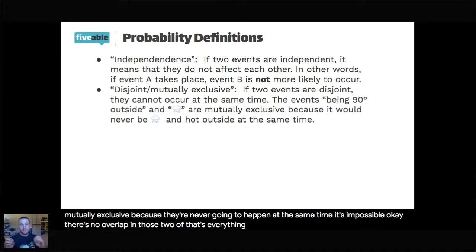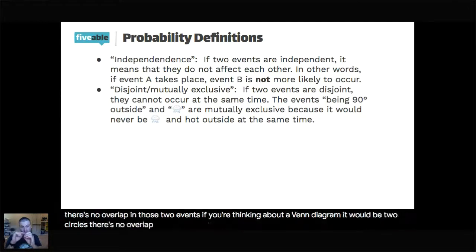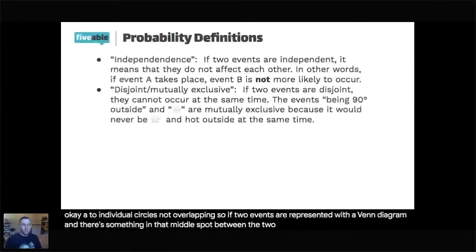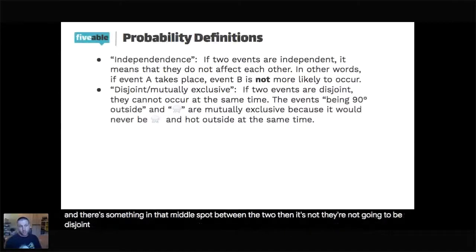Okay. There's no overlap in those two events. If you're thinking about a Venn diagram, it would be two circles. There's no overlap between them. There's no days where it was 90 degrees and snowy. Two individual circles not overlapping. So if two events are represented with a Venn diagram and there's something in that middle spot between the two, then they're not going to be disjoint or mutually exclusive.